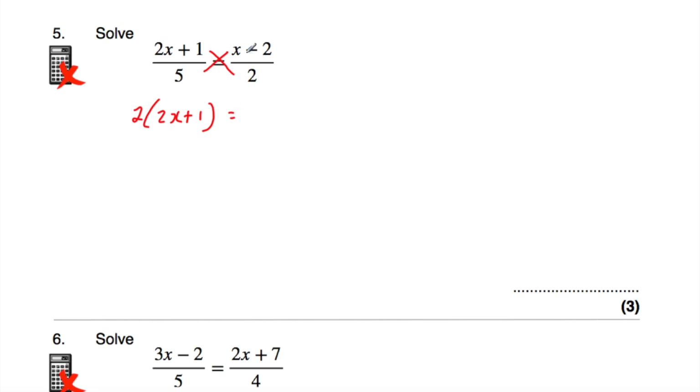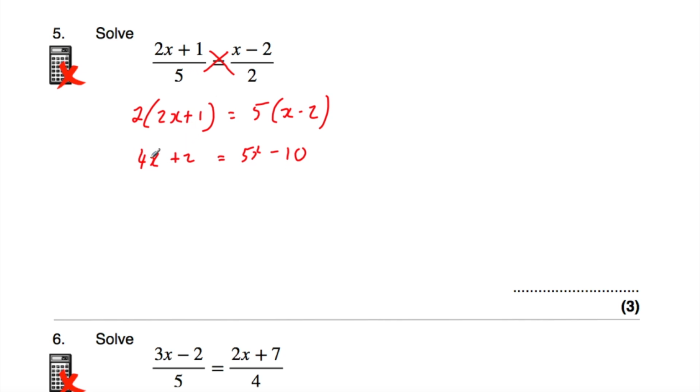And that equals, and then this multiplied by 5, so this numerator times 5, so 5, and then in brackets x minus 2. Now let's expand our brackets. 2 times 2x is 4x, and 2 times 1 is 2, and that's what you get if you multiply each of these terms on the numerator by 2. Then if we expand these brackets, 5 times x is 5x, minus, and then 5 times 2 is equal to 10. So that means on the right hand side of the equation we've got 5x minus 10, and that's what we get if we multiply both of these terms by 5. So multiplying these terms on the numerator by 5.